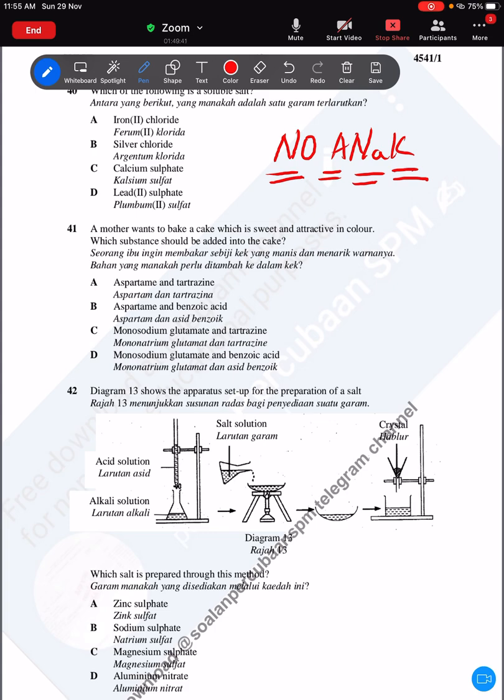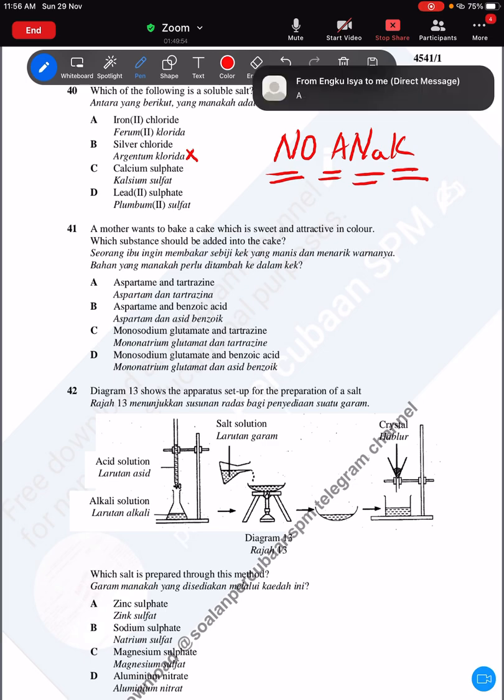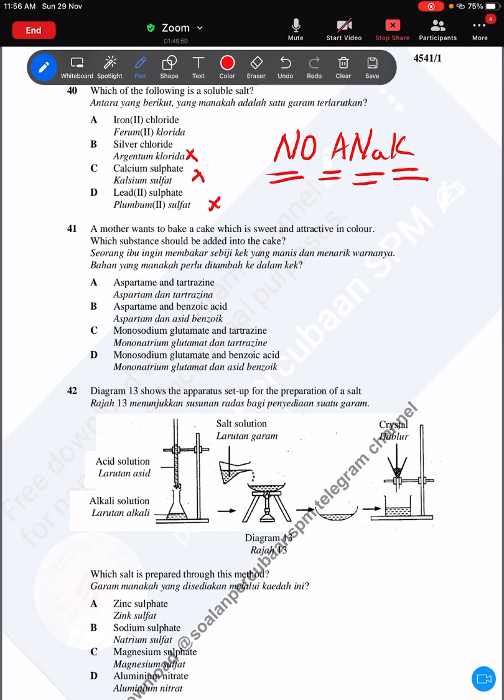So they are asking which of the following is a soluble salt. Tell me. Silver chloride, definitely not. Sulfate is not. And lead sulfate is also not. This one is about the chloride. How to memorize the chloride? This is how you remember.